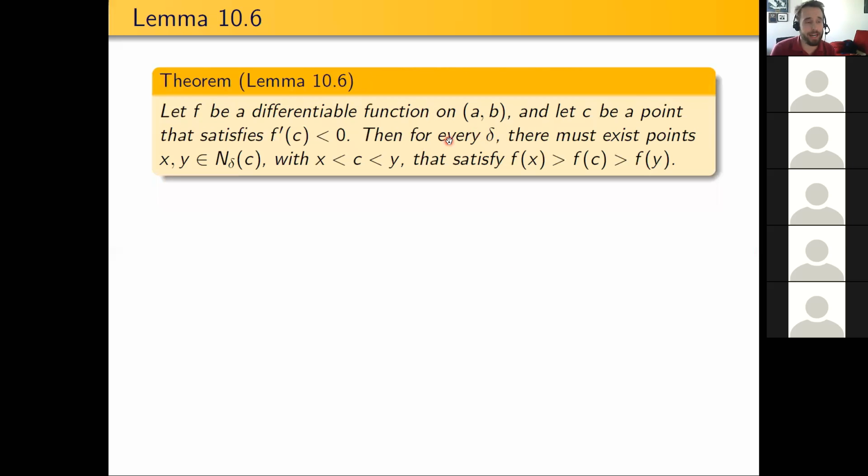So this was the question that you all were asked to look at in your preliminary work today. I think it might be slightly rephrased here, but we had a function f that was differentiable on an open interval a to b. We had some point in the middle that satisfied f prime of c equals 0. And then we had to prove this statement about every delta. For every delta, some small number, we could find points in the delta neighborhood that satisfied this set of inequalities.